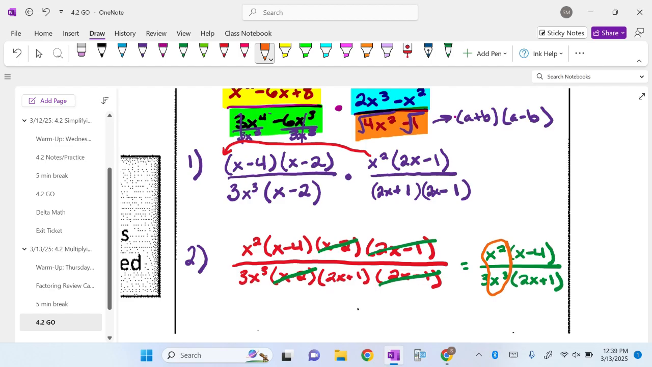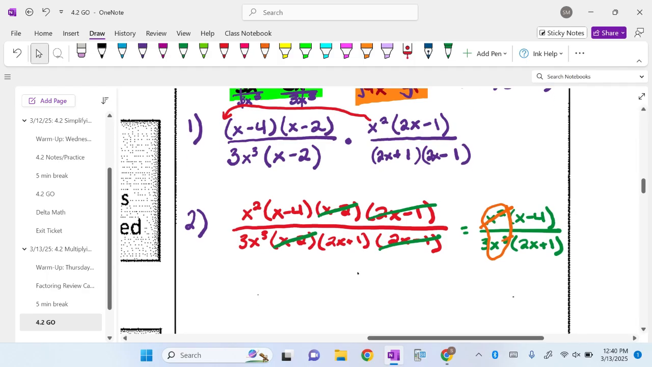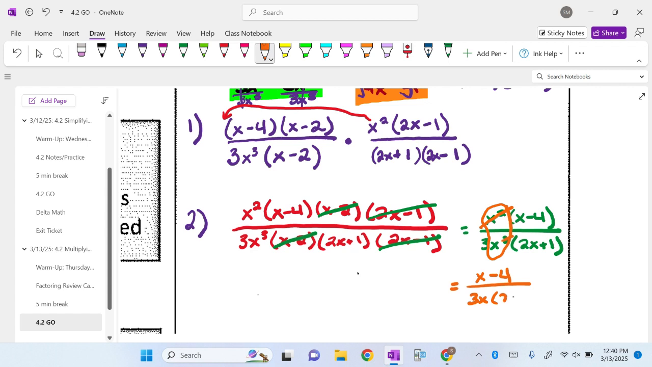Because remember, if you subtract them, if you took away 2 x's from the x cubed on the bottom, what are you left with? 1x. So this x squared goes bye-bye, and then we're only left with a singular x. So this is actually equal to x minus 4 all over 3x times 2x plus 1.